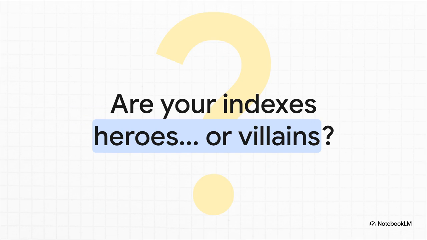So I'll leave you with this question. When it's used wisely, an index is a hero, making your app feel instant and amazing. But when it's used carelessly, that very same index becomes the villain, dragging down performance and causing those frustrating delays. Are your indexes heroes or villains? The choice is yours.